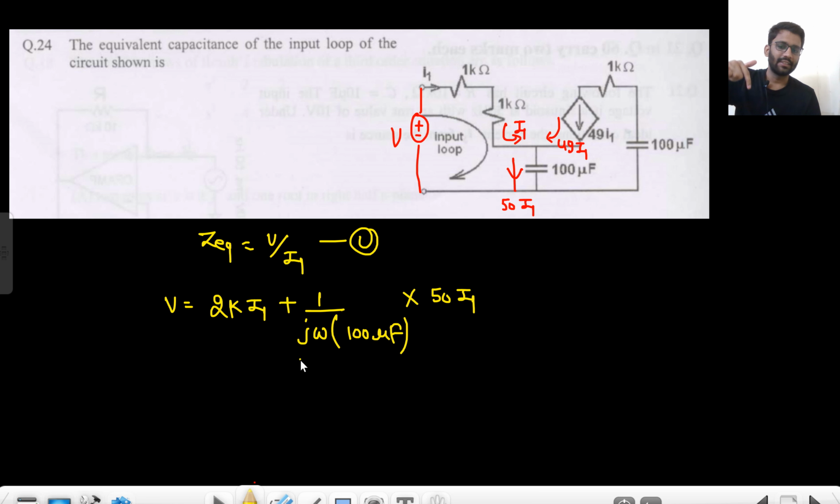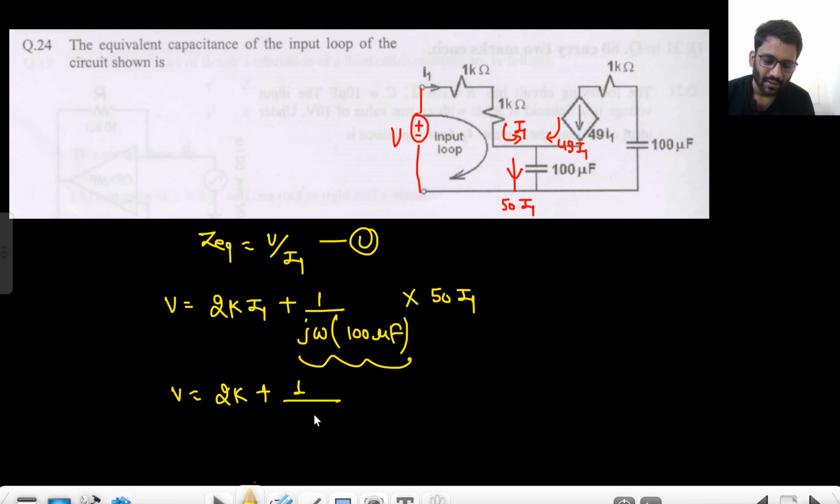1 by j omega C, this is the impedance that a capacitance provides, right? Capacitance C will provide 1 by j omega C. So the 1 by j omega C value is for 100 microfarad, into the current. The current is 50 I1. Here the current was I1. Here in the capacitance the current is 50 I1, right? So V is equal to 2K plus 1 by j omega 50. This 50 will be cancelled with 100. So it will be 2 microfarad into I1.